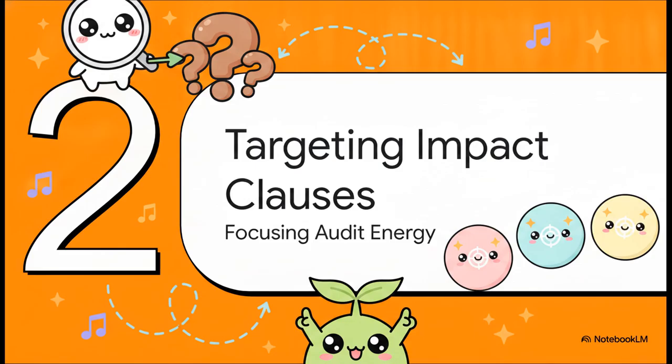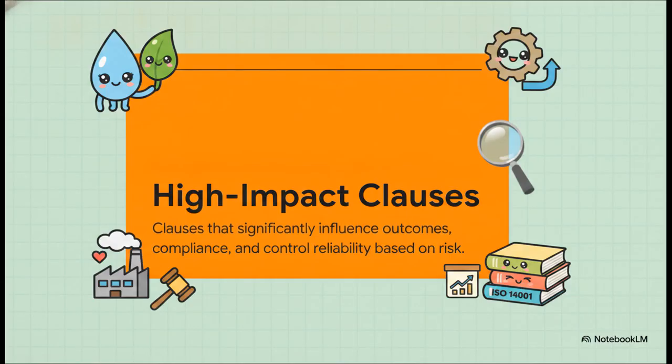Moving on to Section 2, targeting high-impact clauses. If we aren't going to audit everything equally, we need a bulletproof way to identify our prime targets. The source material calls these high-impact EMS clauses. Basically, these are the specific clauses that most significantly influence environmental outcomes, legal compliance, and operational reliability.